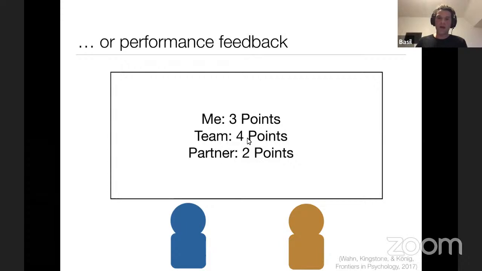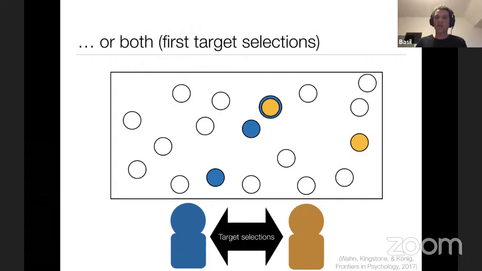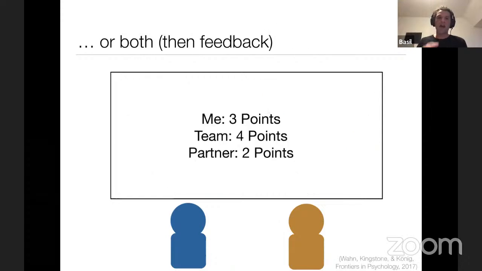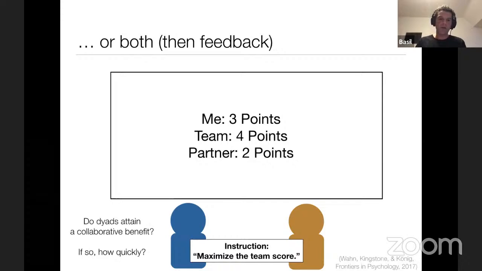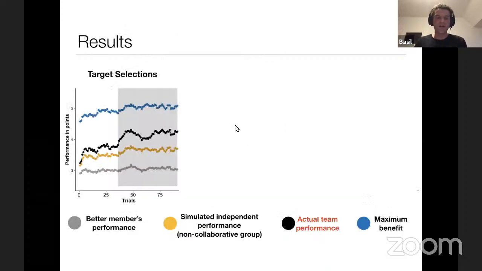Now, in the third experiment, participants would get both types of information. So first the selection information and then the feedback information. And the instruction for all experiments was to maximize the team score. Then we asked for this particular experiment, do dyads attain a collaborative benefit? And if so, how quickly? And to address this, we now look at the following data plots.